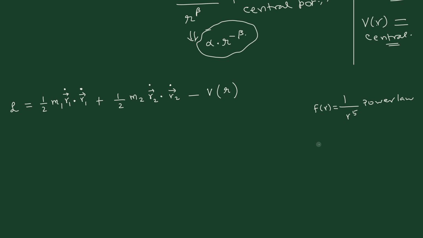Whereas in the gravitational case, how do you write it? It is minus G M small m divided by r. Now what is this power law? This is also a power law where the power is equal to 1. So now you know that this is a power law. This is also a power law.